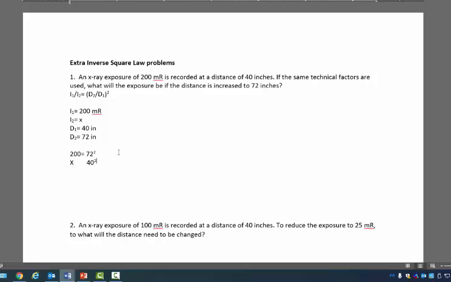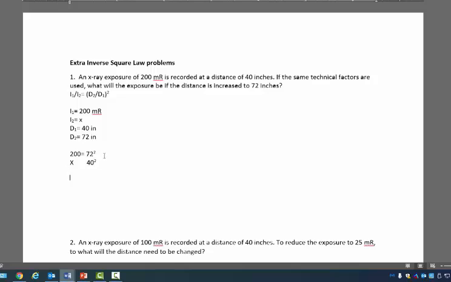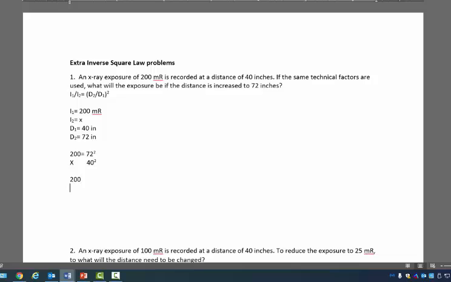Okay. Now, what we need to do next is square the distances. So that still remains 200 over X equals 5184, because that's 72 times 72. And then 40 times 40, or 40 squared, is 1600.